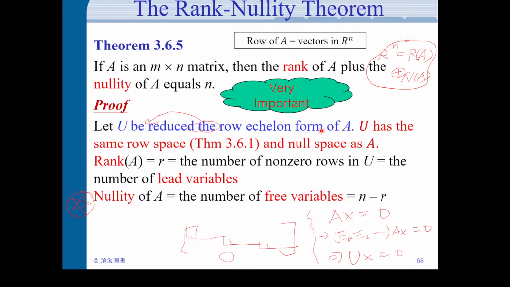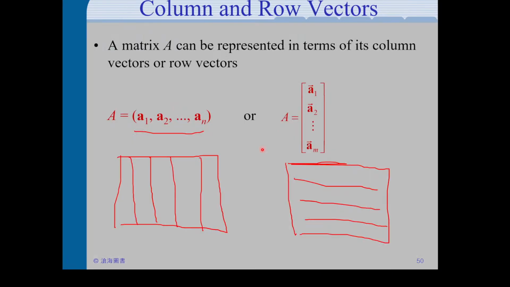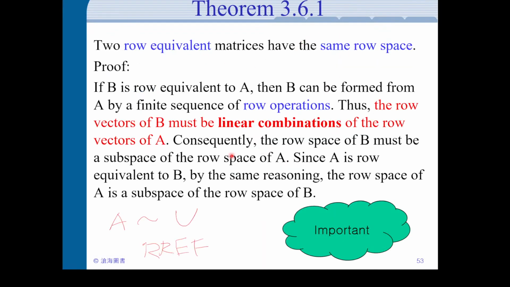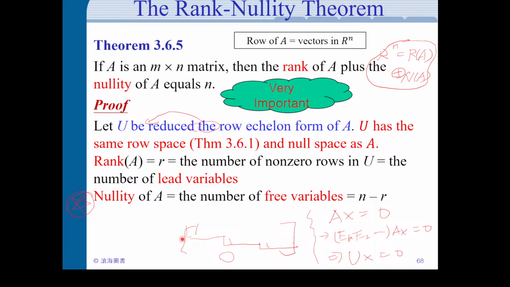Now remember our Theorem 3.6.1. So I guess let's try to jump back. Remember we said this is very important because we are going to keep using it. Our first theorem on row space says that if we have two row equivalent matrices, they have the same row space. In particular, A is row equivalent to its REF, and A and its REF have the same row space. So U has the same row space as A.